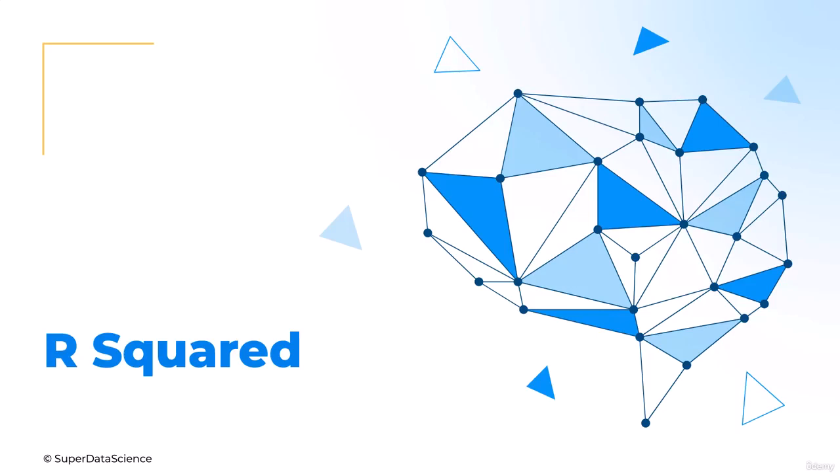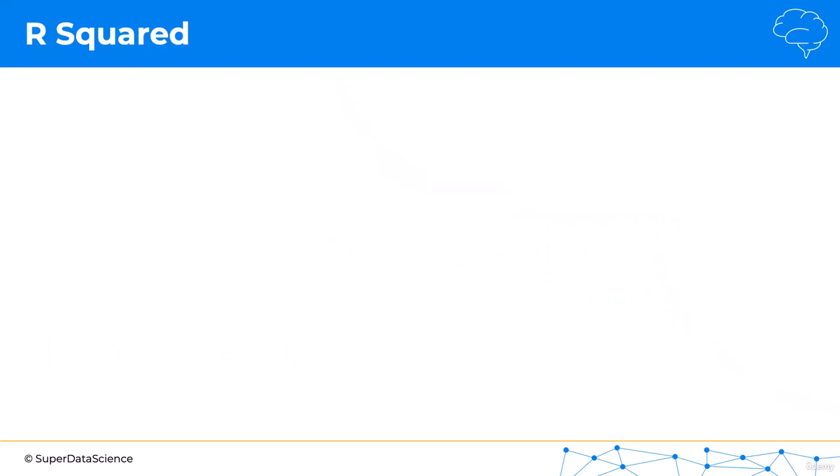Hello and welcome back. Today we're talking about the R-squared, a very important concept when it comes to evaluating the goodness of fit of our models. Now, in order to understand R-squared, we're going to need to look at two versions of our chart.